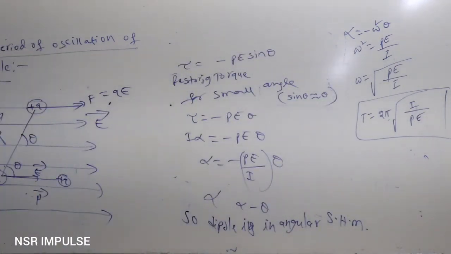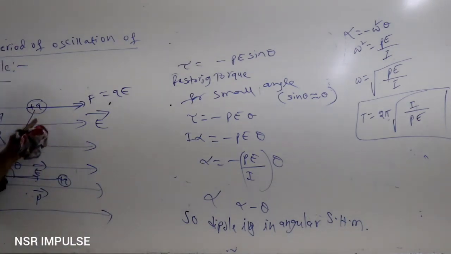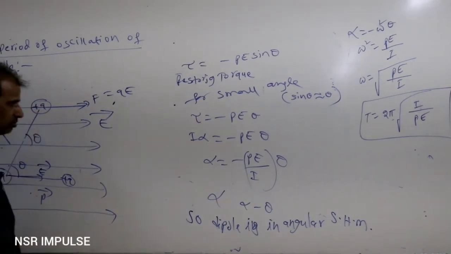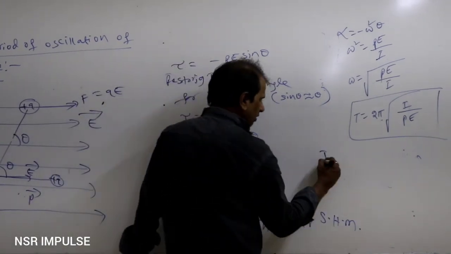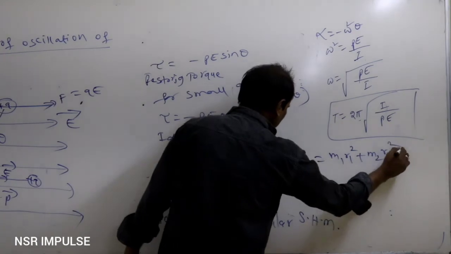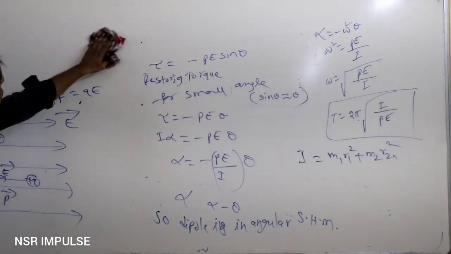I means moment of inertia of the dipole, that means mass of the dipole into square of the distance with respect to the midpoint. For these two you have to do m1 r1 square plus m2 r2 square. You can write moment of inertia as m1 r1 square plus m2 r2 square. Distances are measured from the midpoint.